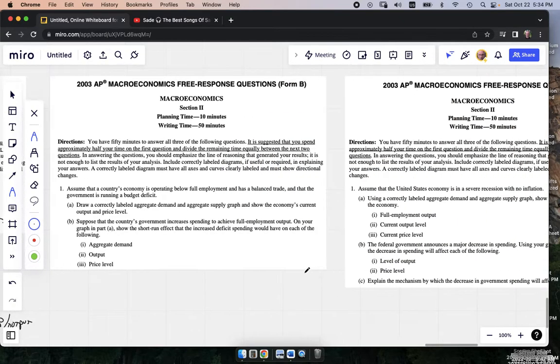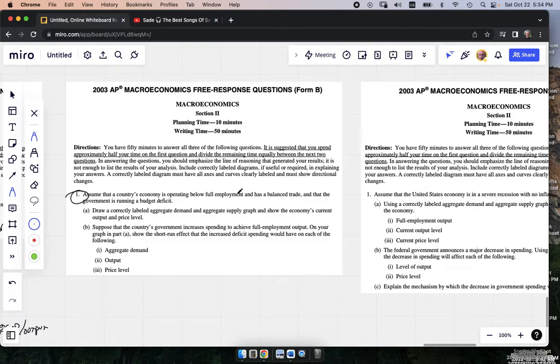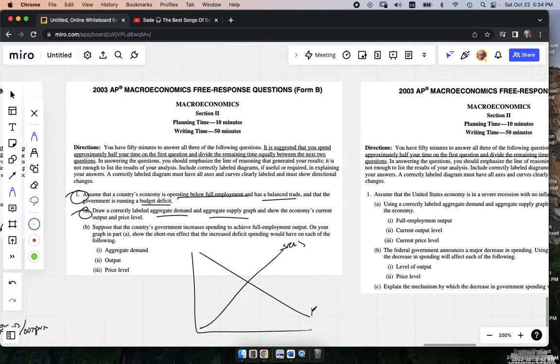We're golden. 2003, assume the economy is... they get a little bit more fun. We start having stuff that we can do here. The economy is operating below full employment. Don't worry so much about the balance of trade or the deficit. Draw aggregate demand and aggregate supply, show their current output and price level. Short run aggregate supply, downward sloping aggregate demand, price level, real GDP. We are in a recession. Can I look at that and know it's a recession? No, I can't because they didn't ask me for a long run equilibrium. Long run aggregate supply curve.